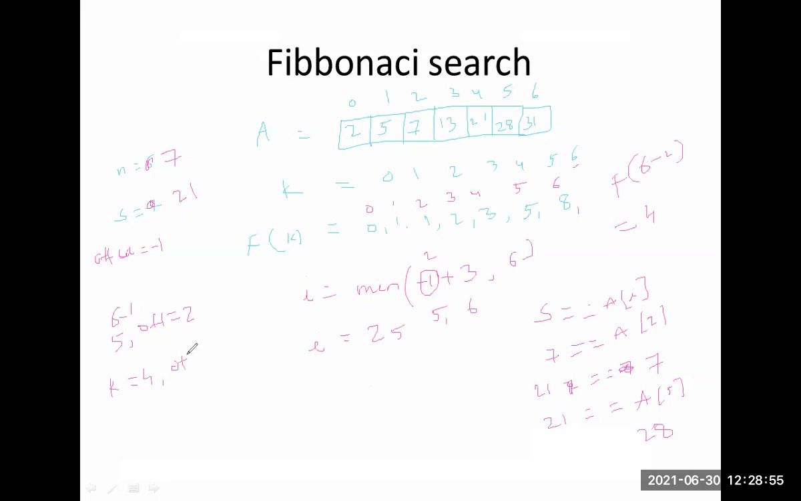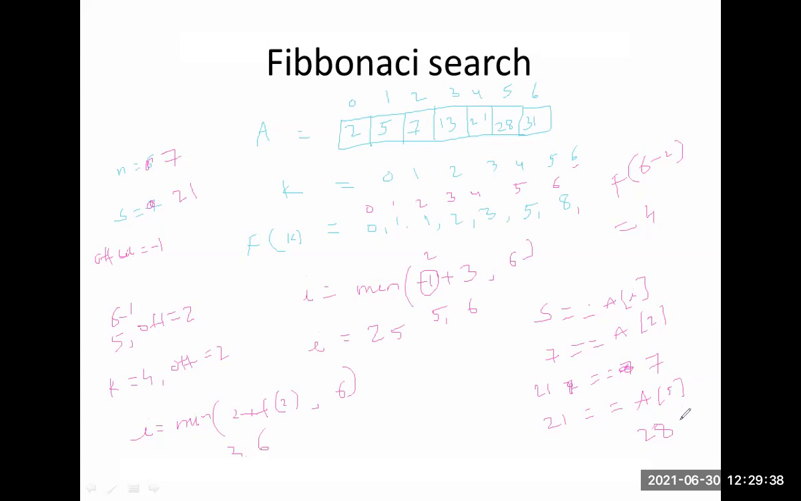Okay. Offset equal to previously 2. Okay. Now what we have to do? I equal to minimum of offset is 2 plus f of k minus 2, that is f of k is 4, 4 minus 2, that is f of 2, comma, and this value here is 6. So in this, what is the minimum? What is the f of 2 value? It is 1. So 2 plus 1 is 3, comma 6. So the minimum is 3.